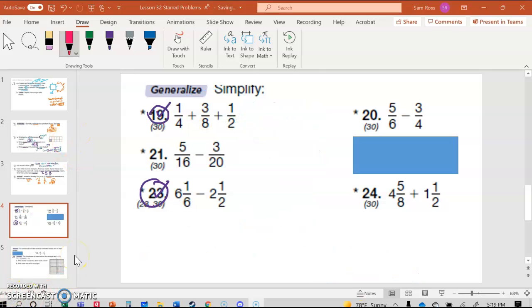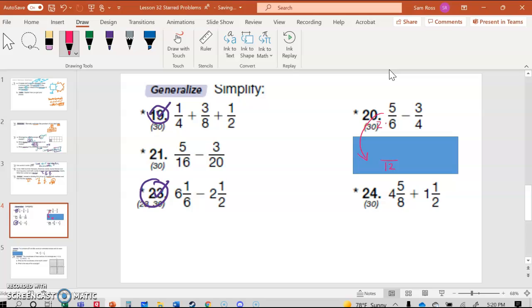Okay, so I made some more space. I marked off the ones we already did. Let's go ahead and do 20. So it looks like, I don't know, 6 and 4, I could use 24. I'm not sure what else I could use. 2 times 2 is 4. Oh, I could use 12. I could use 12 or 24. It doesn't really matter. So I'm going to have to change both of them. So let's go ahead and make it 12.